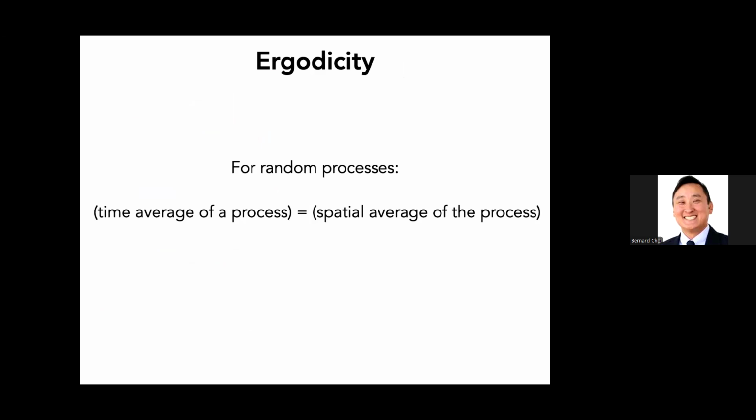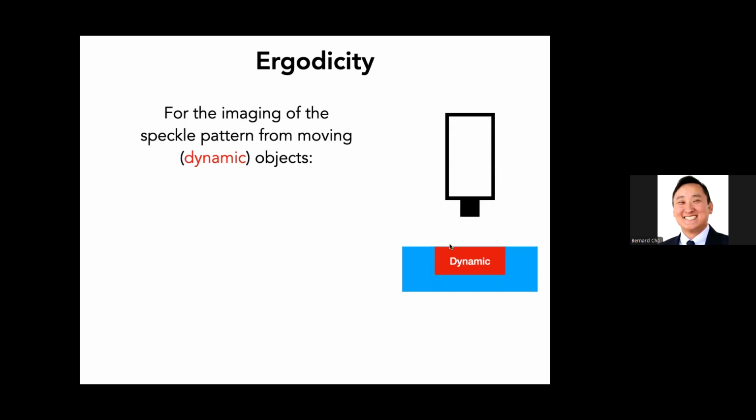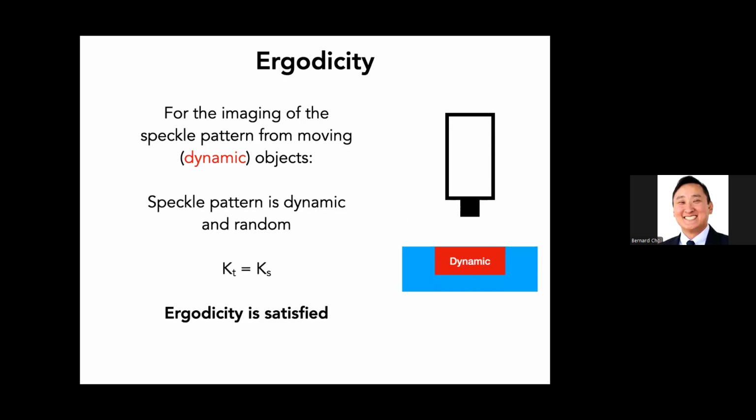So if we're calling speckle a random process, then what should happen is that the time average should equal the spatial average of the process. Okay, and we're going to assume that with a speckle. So if we're looking at a dynamic object right here, everything's moving here, or if we're saying the pattern is dynamic and random.